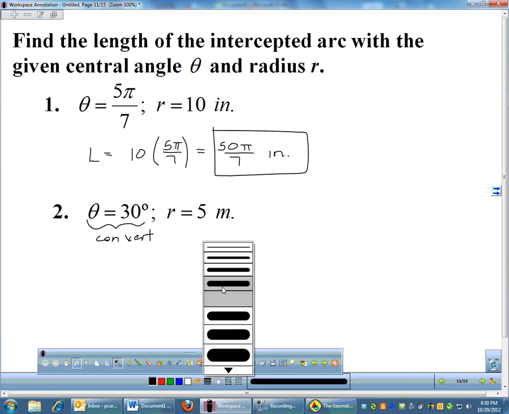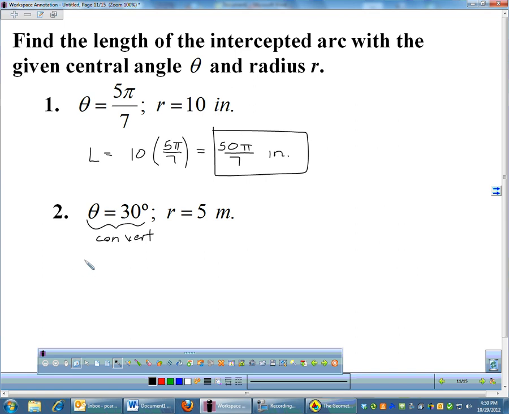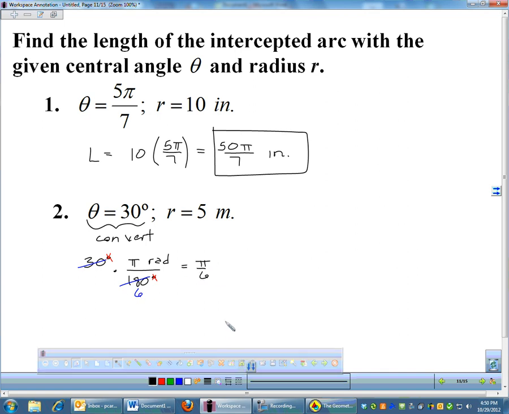Okay, so I need to convert 30 degrees into radians, so 30 degrees, and if you remember, there are pi radians in 180 degrees. I'm going to put my 180 degrees on the bottom, so I can cancel my units. So my degrees cancel, and 30 goes into 180 6 times, so my angle ends up being pi over 6 radians. And now that I have my angle, I can use my arc length formula.